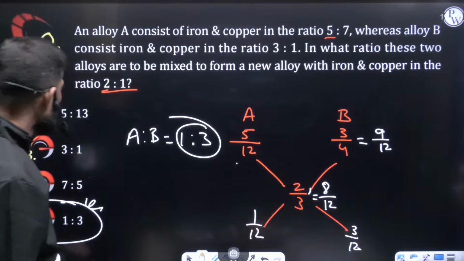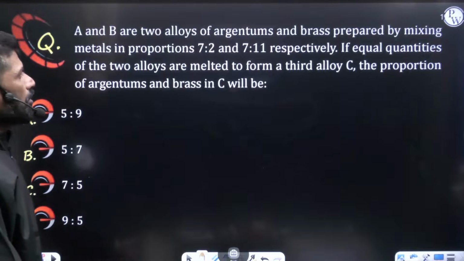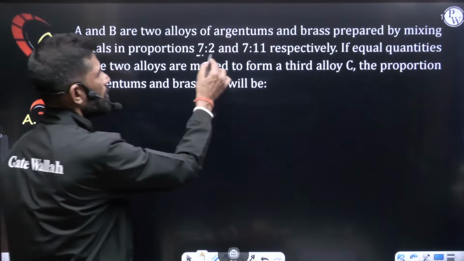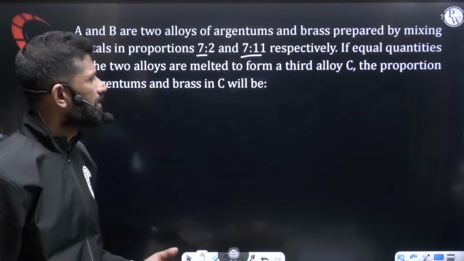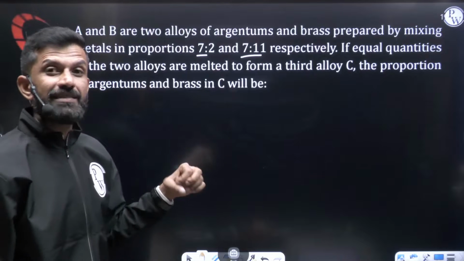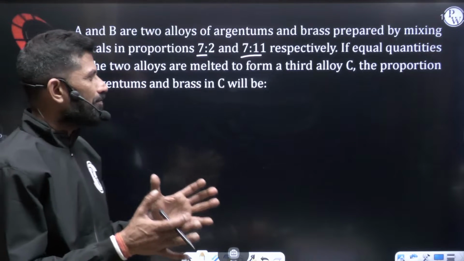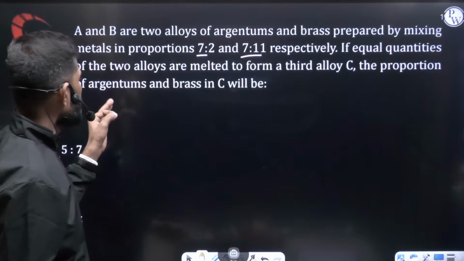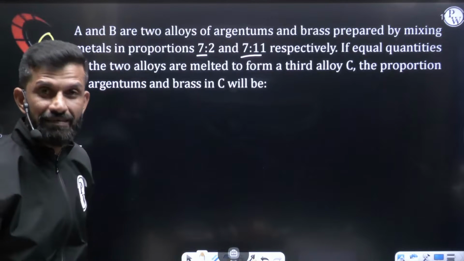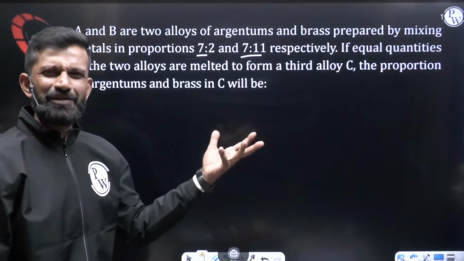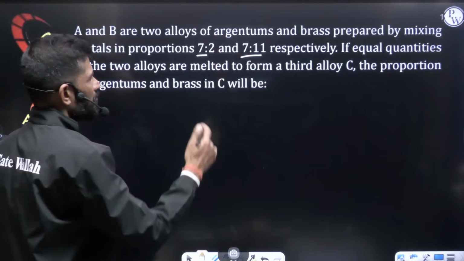Let's see more questions. A and B are two alloys of argentum and brass prepared by mixing metals in proportions 7:2 and 7:11. It is a similar question. If equal quantities of the two alloys are mixed and melted to form a third alloy C, the proportion of argentum and brass in alloy C will be? So let us take brass and proceed. Whichever one you take, you will get the same answer. Let us take brass and proceed.